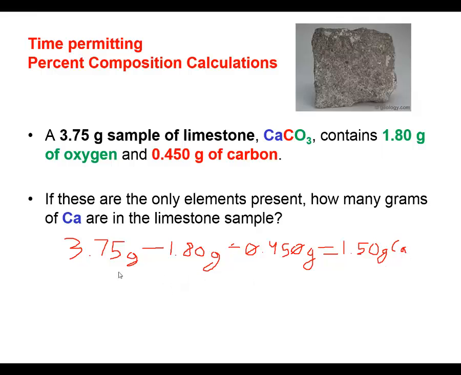Now if I take the mass of the calcium, the 1.50 grams, divided by the mass of the entire sample of 3.75 grams, and multiply by 100, that will give me a mass percent calcium. And we'll see we get the exact same answer. We get a mass percent that is 40%. So to 3 significant figures, we get 40.0%.